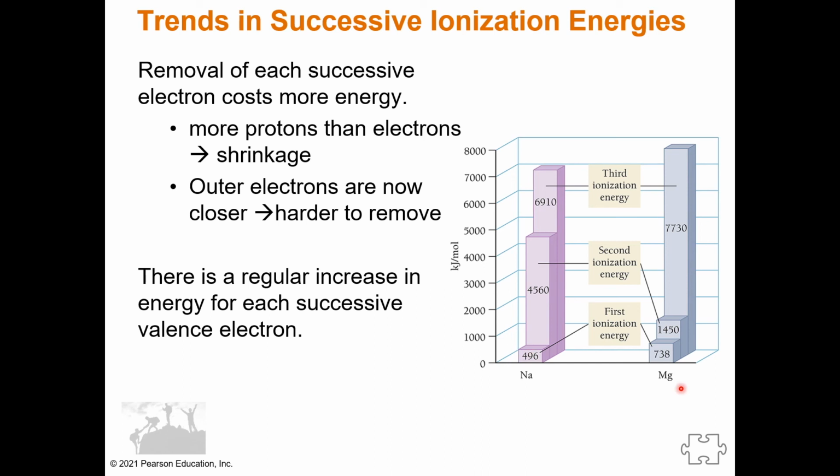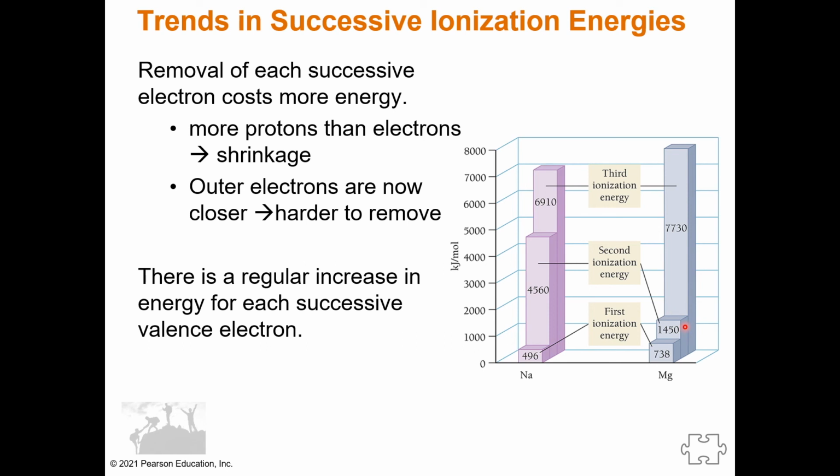Now take a look at magnesium. That's found in the second column. It'll form a +2 cation. So let's take a look at the first ionization energy. We have 738. Removing the second electron would require more energy, and that's expected because we're removing a negatively charged electron from an ion that is positively charged. So of course, it'll take more energy to remove that second electron.